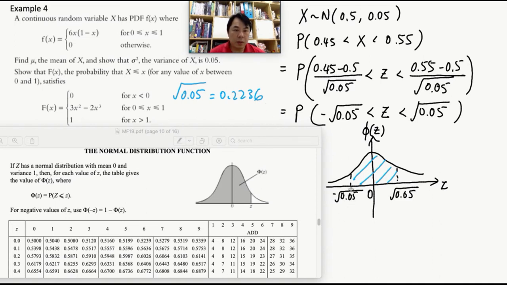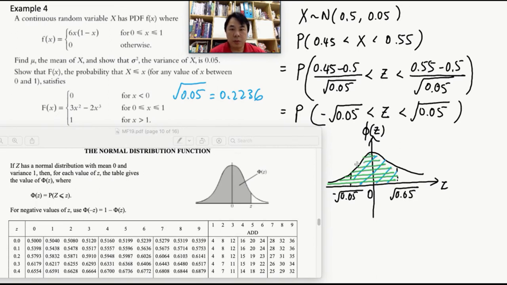0.2236, and that will be our z-score here. So the first step is to figure out the total area here, the total area from here. So let me represent it with a different color. Now we're going to figure out the total area here first.